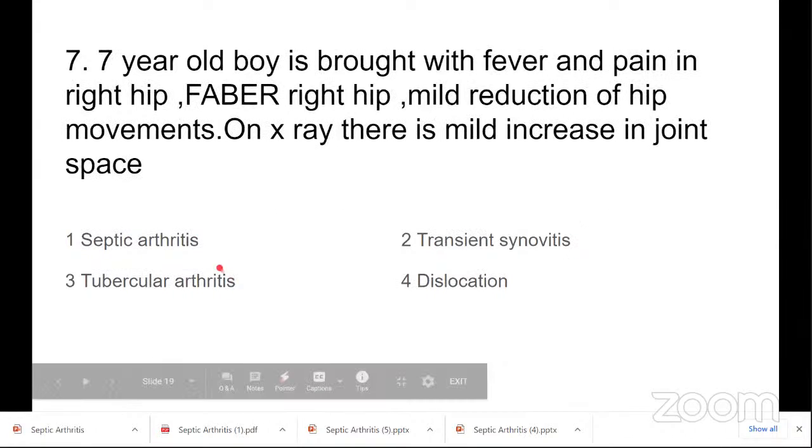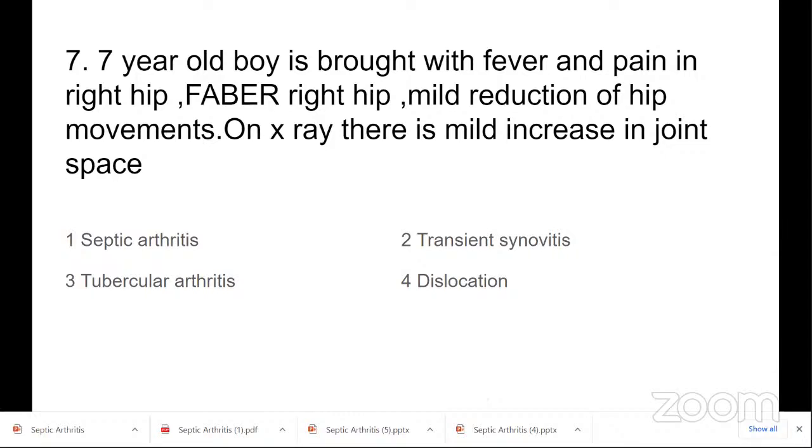We'll go to the next question. 7-year-old boy is brought with a fever and pain in the hip. Again, flexion, abduction, external rotation is the attitude of the hip. Mild reduction of the hip movements. There is a mild increase in the joint space. So all the choices which are present in previous question are here. So now you tell me, there is a different clinical scenario. Again, a child, fever, pain, and mild restriction of the movements of the hip and mild increase in the joint space. Transient synovitis.